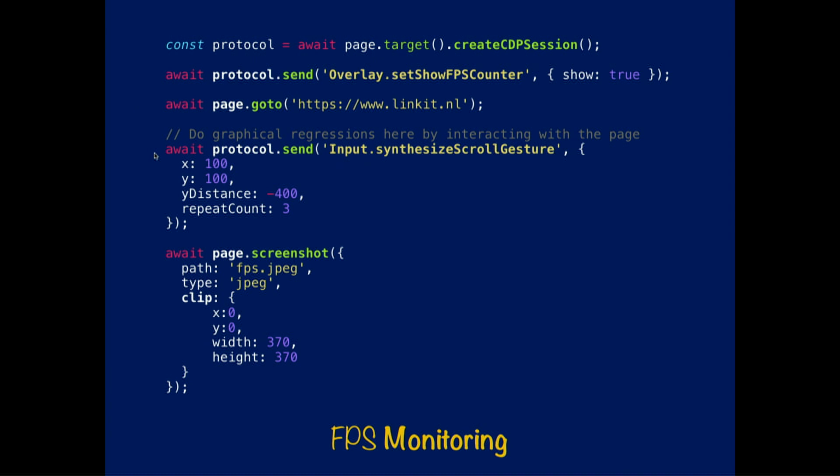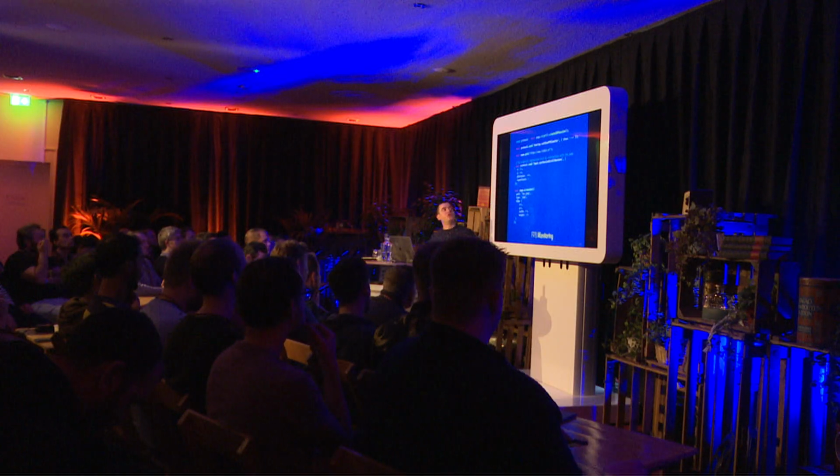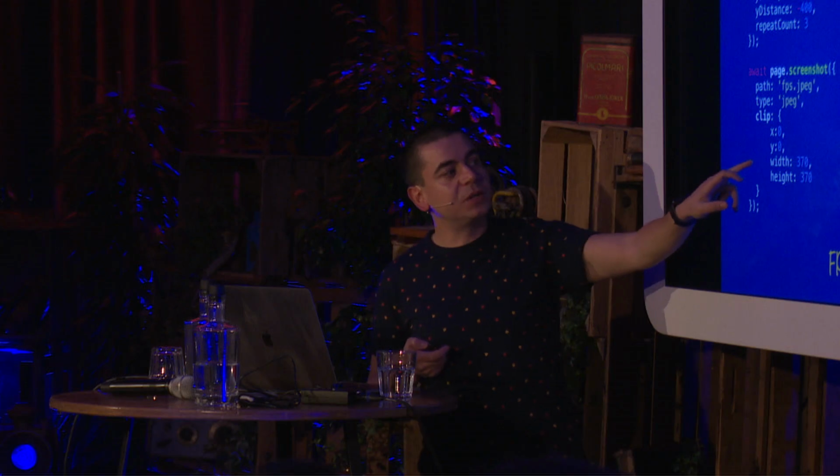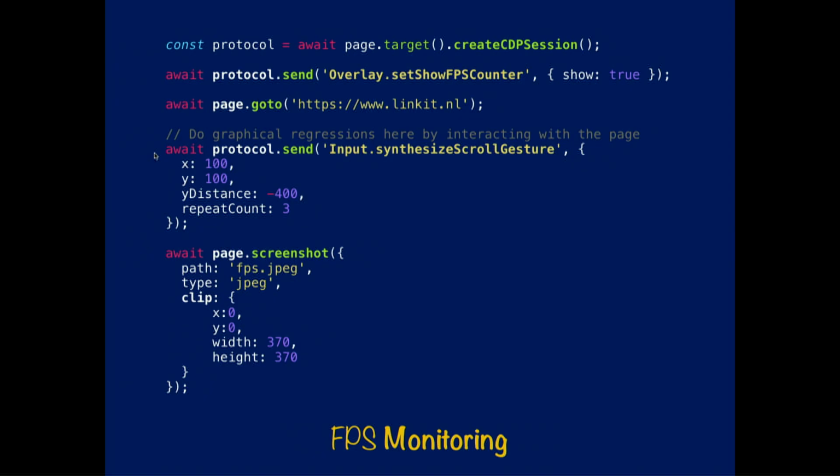And you just get a screenshot of that FPS overlay, which we call, by calling protocol send, overlay set show FPS counter. So it will just show up on the left top corner. And we take screenshot by clipping that left top corner. So we are not taking the whole screenshot of the page, just that corner.